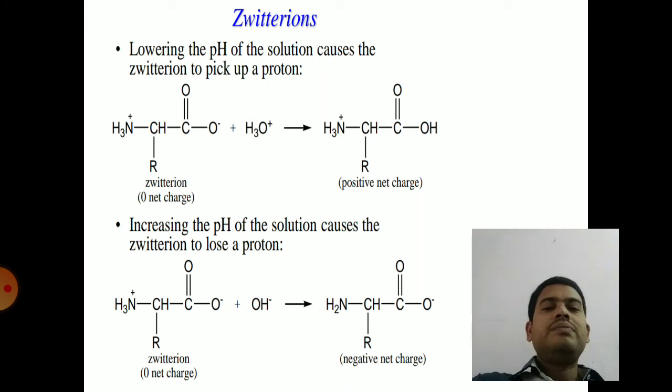If we increase the pH of the solution, that means towards the basic side, OH minus ion concentration will increase. These OH minus ions will accept a proton from the amino group, converting it into an NH2 group, such that the Zwitter ion is converted to an anion with a carboxyl group negative charge. So that is the conversion of Zwitter ion into cation and anion based on the pH of the solution.